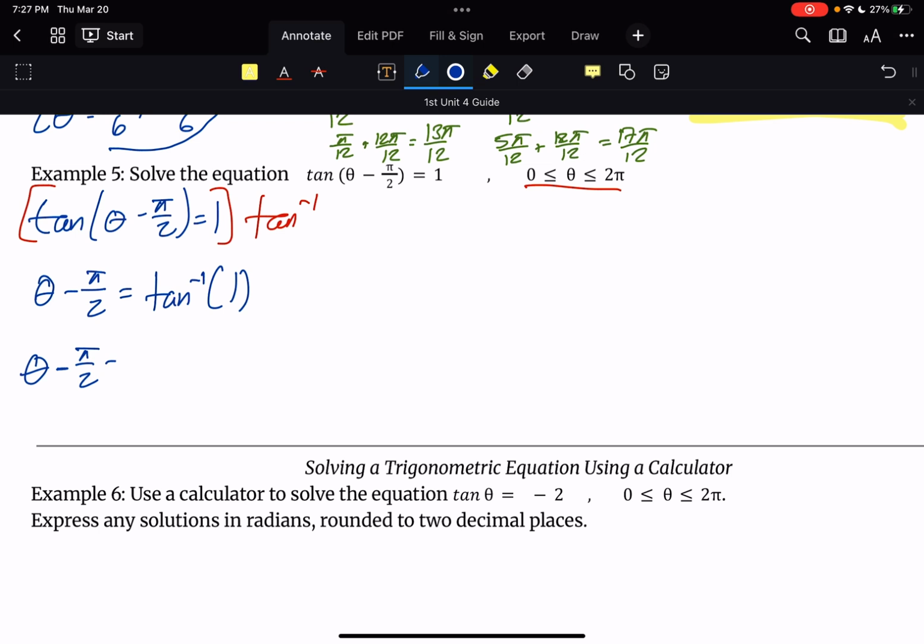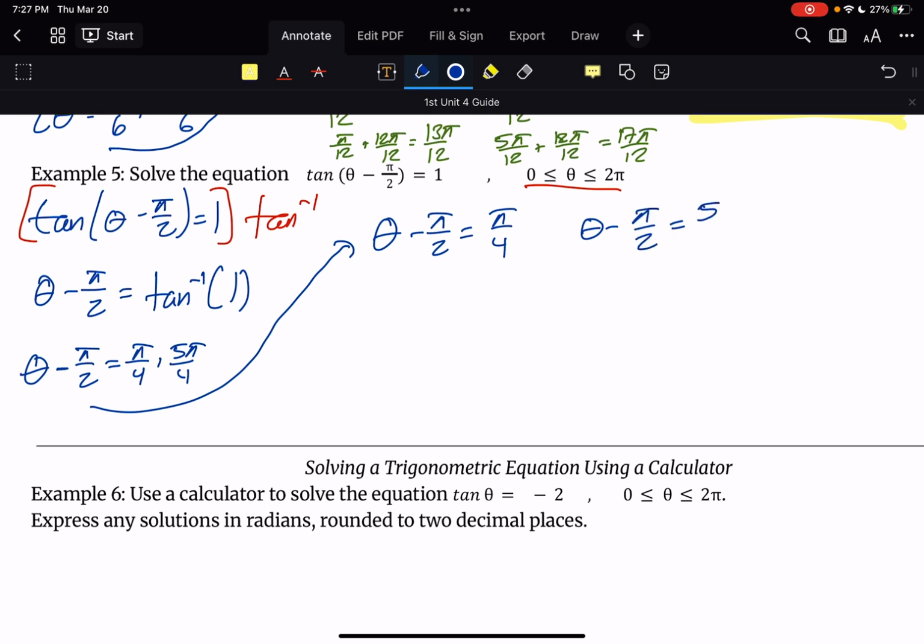Or in 5 pi over 4. So I'm going to go ahead and set up these two separate equations. So I get theta minus pi over 2 is equal to pi over 4, and I get theta minus pi over 2 is equal to 5 pi over 4. And now all I need to do is isolate theta. So that's going to be adding pi over 2 to both sides in both equations.